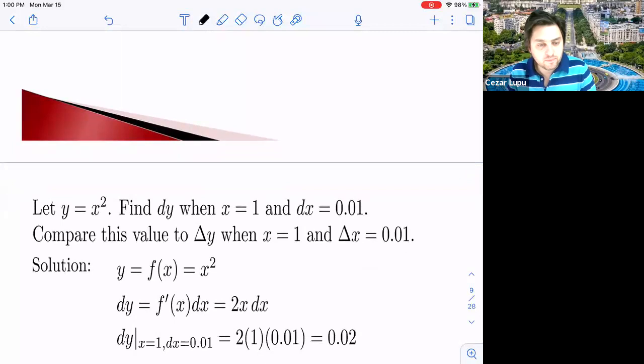So dy evaluated at x equals 1 and dx equals 0.01 will be 2 times 1 times 0.01, right? Because x equals 1 and delta x is 0.01, which will give us, by some computations, 0.02. Anyway, this is just algebra. I'm sure you can do it. But now here comes the question. How do we evaluate delta y? So what do you think? Because that's what we're interested in. So delta y.